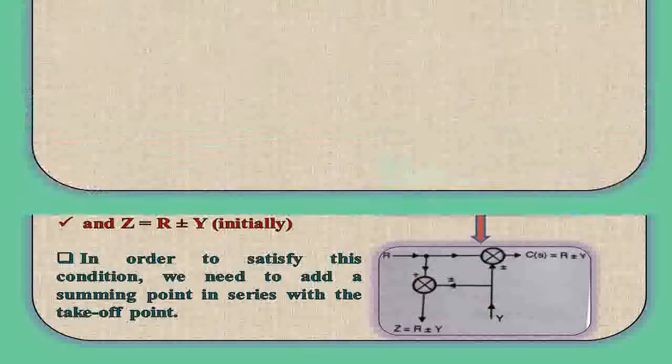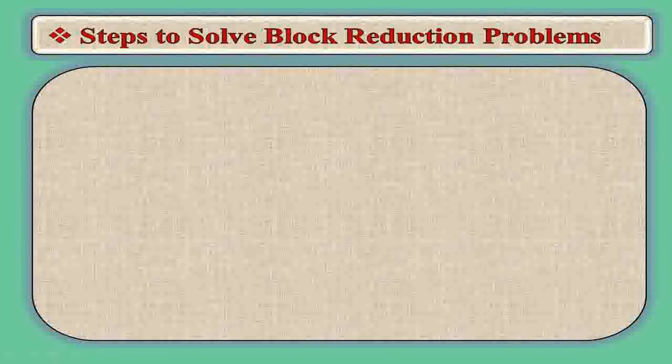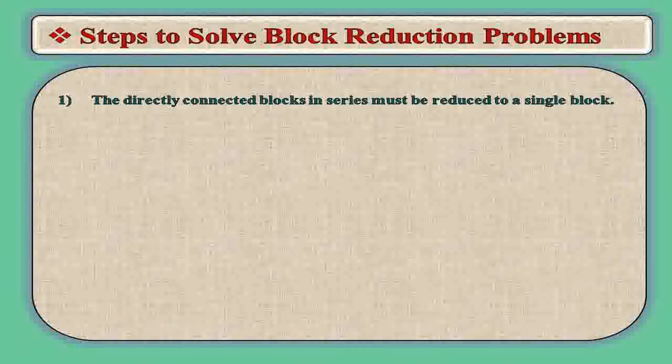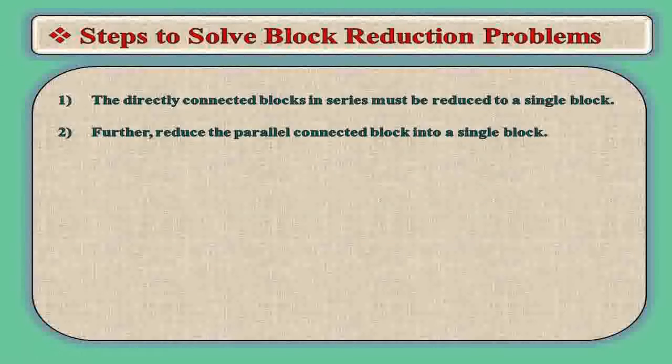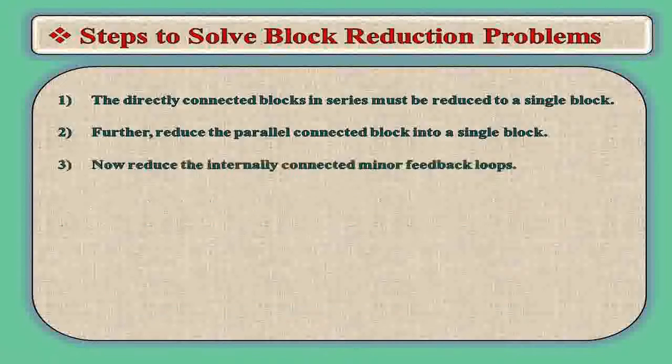Now next is the procedure to be followed for solving the block diagram reduction problem. The first step is that directly connected blocks in series must be reduced to a single block. Second step, reduce the parallel connected blocks into a single block. Step number 3, reduce the internally connected minor feedback loops.